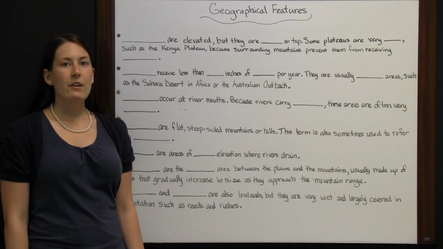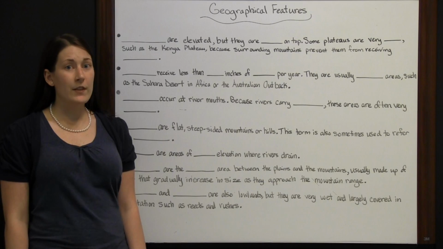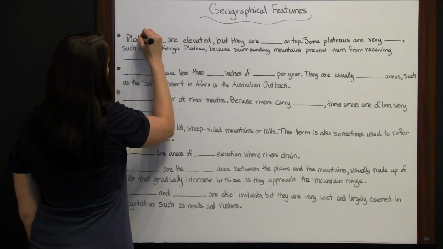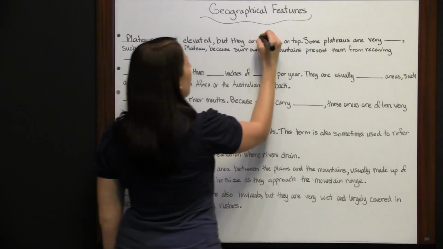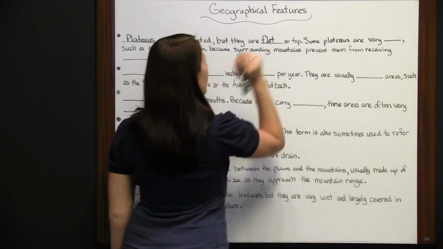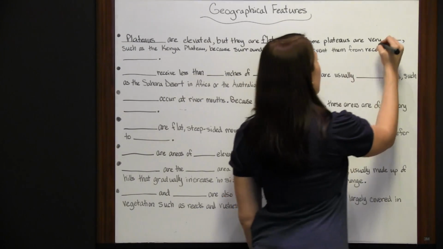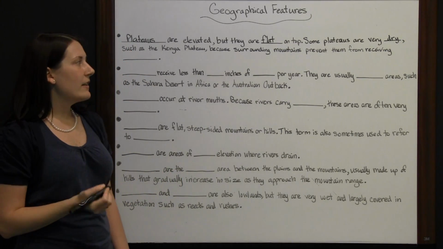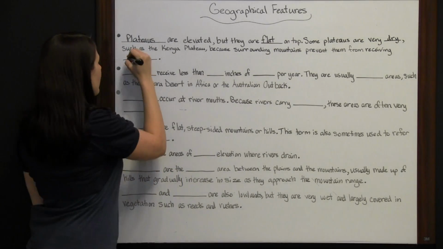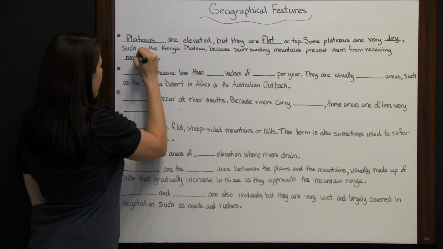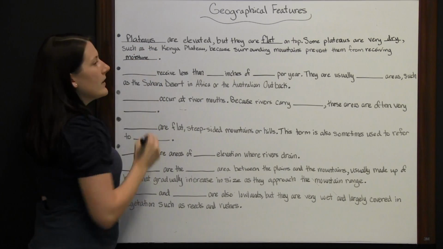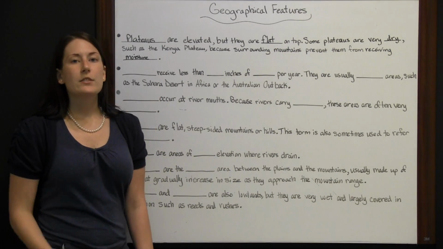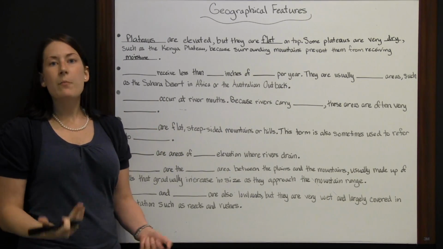Geographical features. There are many commonly identified geographical features. Plateaus are elevated, but they are flat on top. Some plateaus are very dry, such as the Kenya Plateau, because surrounding mountains prevent them from receiving moisture, either in the form of rainfall or simply clouds and humidity being able to develop in that area. So, some plateaus are very dry, but not all of them.